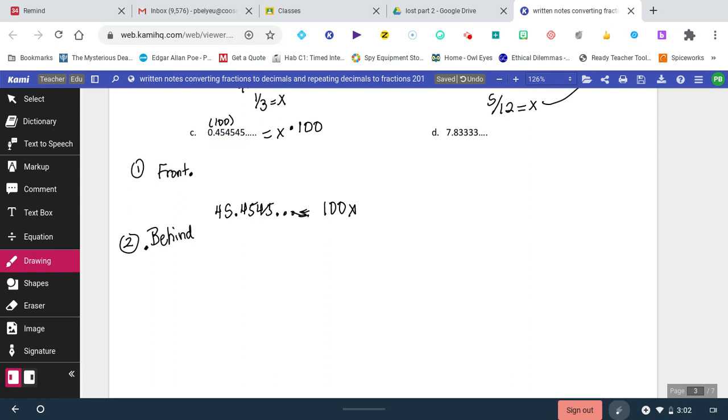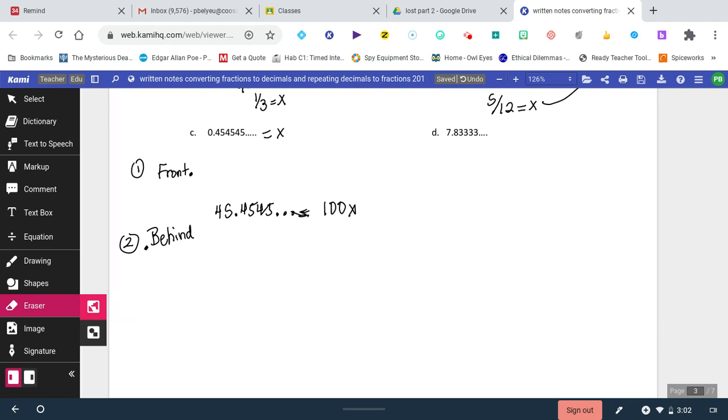Is anything else behind the decimal besides the 4 and the 5? No. So I'm not going to use 100. I'm not going to use 10, because if I use a 10, I'm going to get the 4 in front of the decimal. So I already have what I need.